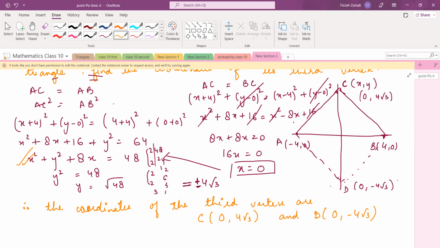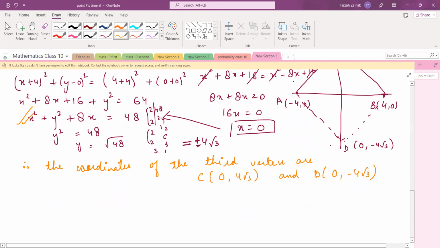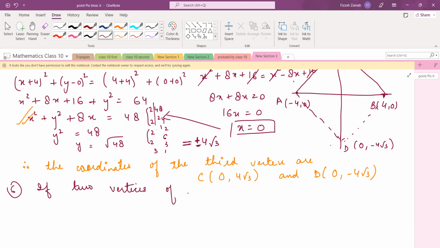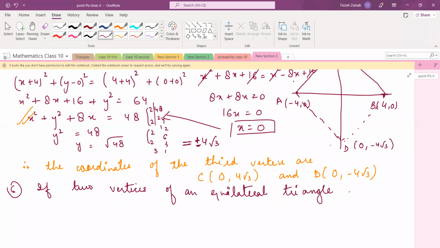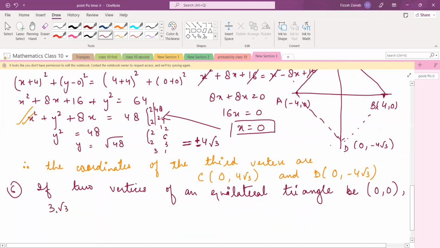So with this also you were able to solve it. So another question I can give you for practice that you can solve later on. Sixth, if two vertices of an equilateral triangle are A and B, so one is again 0, 0, and the other is 3 comma under root 3. Find the third vertex.